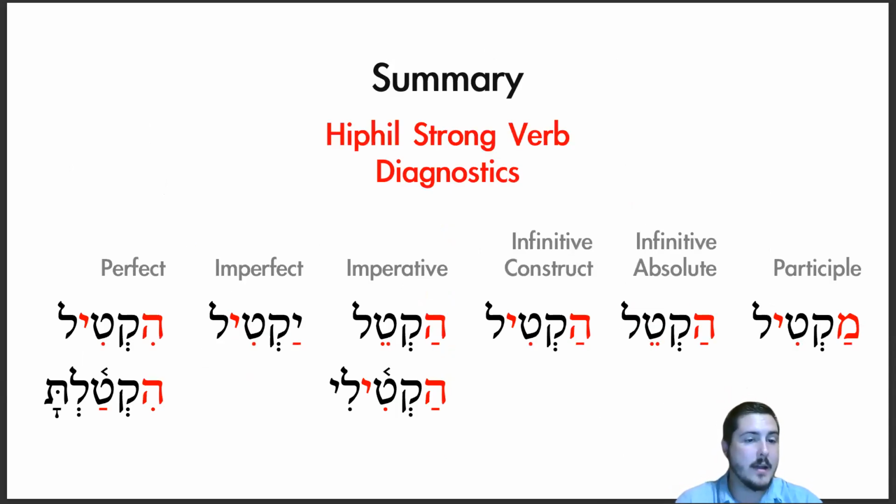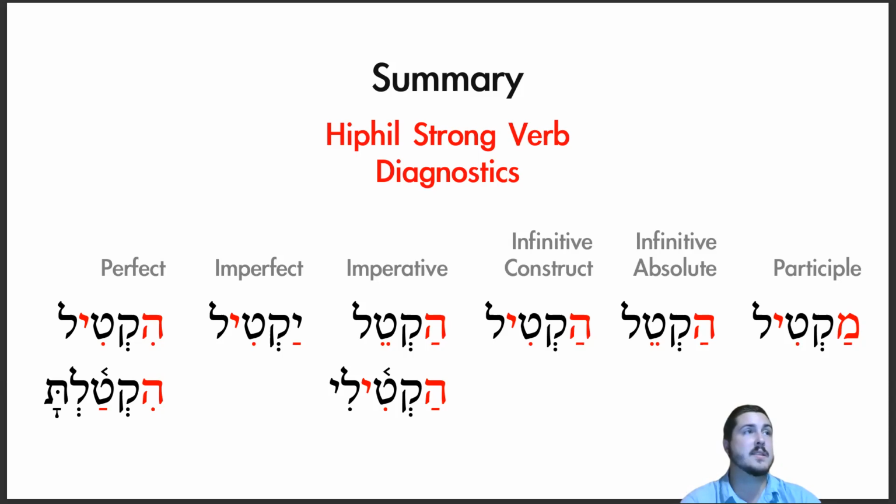So in summary, we've got the hireq yod as a diagnostic feature. The imperfect is the only one besides the participle that doesn't have the hey. You've got an A-class vowel in the perfect, hireq yod. Imperative, you get a tsere, hireq yod, hey. Infinitive construct, hey, hireq yod. Infinitive absolute, hey, tsere. Participle, A-class vowel, hireq yod, right? So your big thing to watch for is hey, right? That's in every one of these but two.